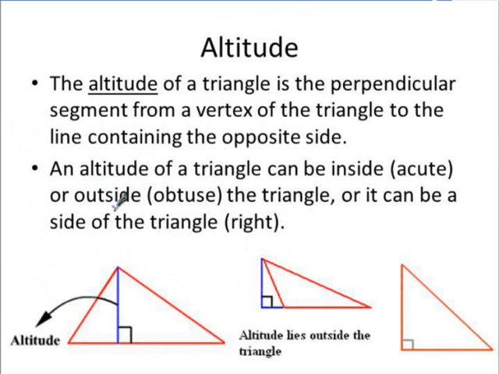Here, altitude. Altitude is the height. Altitude can be different depending on the triangle. If it's an acute triangle, it can be inside the triangle. For an obtuse triangle, it might be outside. Or for a right triangle, it's actually one of the sides. The altitude lands in a 90-degree angle.